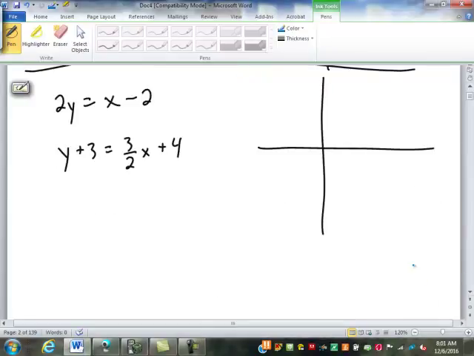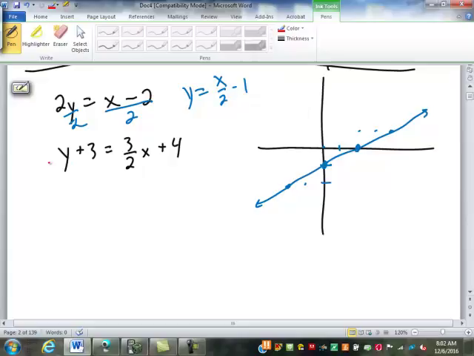just by graphing. Okay, so for the first one here, we have to divide by 2. So we get y equals x over 2 minus 1. So we're going to start at negative 1, up 1 over 2, right? For the second one, what do we have to do to that one? Subtract 3. So y equals 3/2 x plus 1. So we're going to start out up here, and we're going to go up 3 over 2.